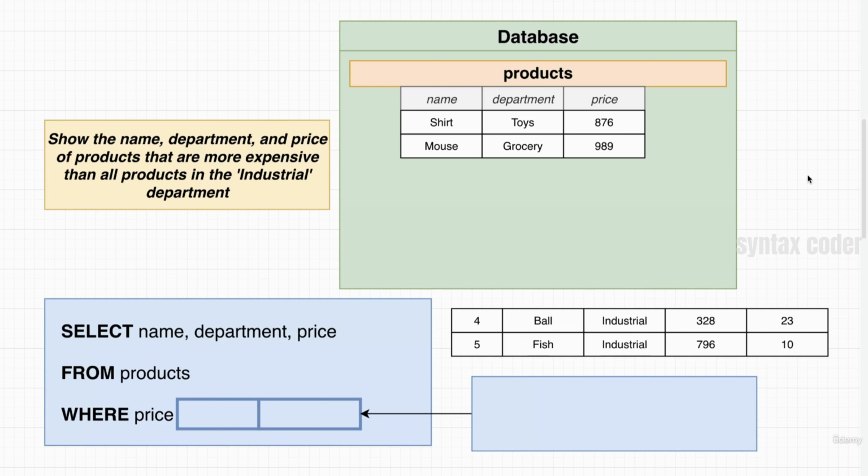One way we could solve this is by doing a max aggregate function on the price of all products in industrial. So we could write out a subquery that was something like select max price from products where department equals industrial. This would absolutely work without a doubt. But for the purposes of this video, I want to show you a slightly different way of solving this. So even though we could use max here and it would be very efficient, we're going to look at a slightly different solution.